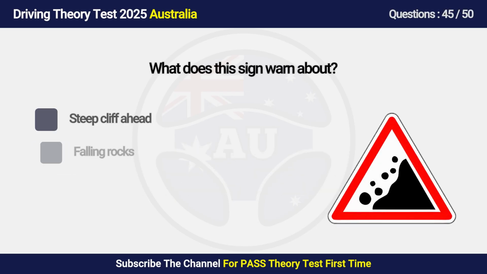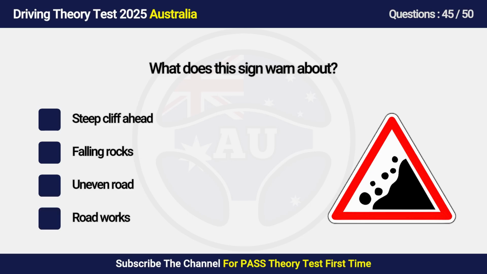Question 45. What does this sign warn about? A. Steep cliff ahead. B. Falling rocks. C. Uneven road. D. Roadworks.